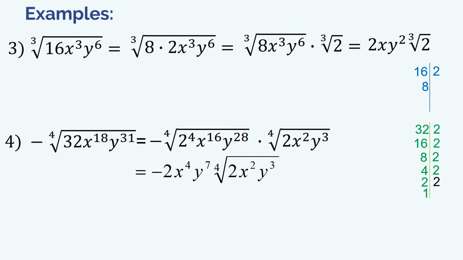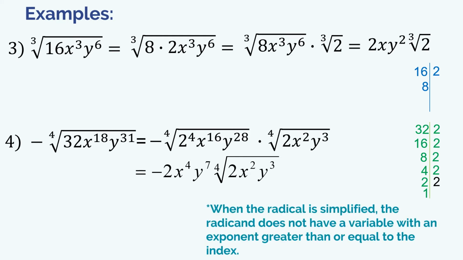Times the 4th root of those expressions that we can simplify. 4th root of 2x squared y cubed. Notice that in all these factors inside of the 4th root, all of them are less than the index 4. So the final answer is negative 2x to the 4th power y to the 7 times the 4th root of 2x squared y cubed. And again, when the radical is simplified, don't forget this, the radicand doesn't have a variable with an exponent greater than or equal to the index.